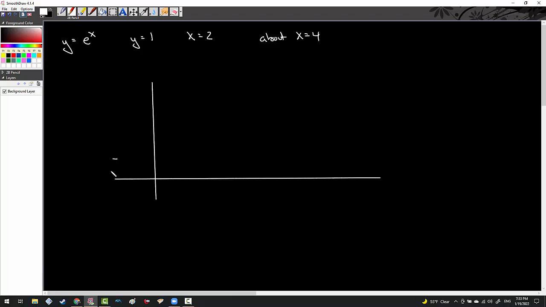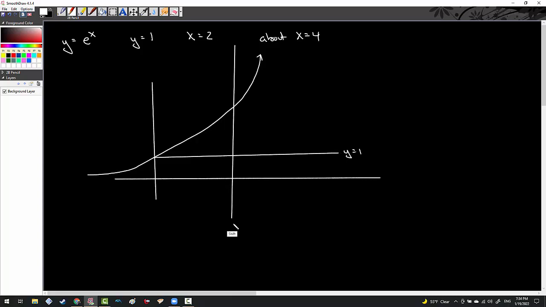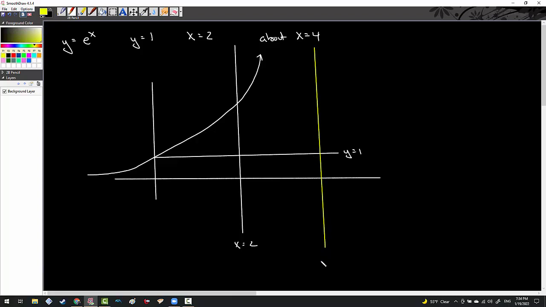Y equals e to the x is going to be an exponential function, so it'll look like that, more or less. Y equals 1 is going to cross this thing right here at the y-intercept because the exponential function has a y-intercept of 1. That's y equals 1. X equals 2, I'll just kind of guesstimate where that guy is. So this is x equals 2. And I'm rotating this thing. I'm going to draw this thing in yellow. I'm rotating this thing about x equals 4. This is my axis of rotation right here.